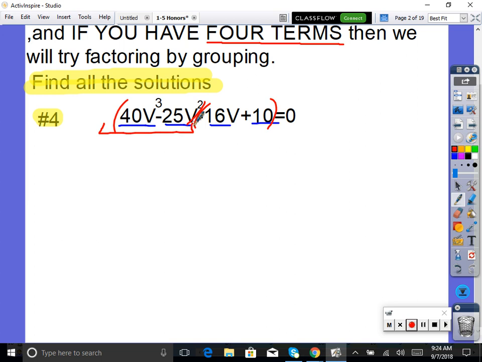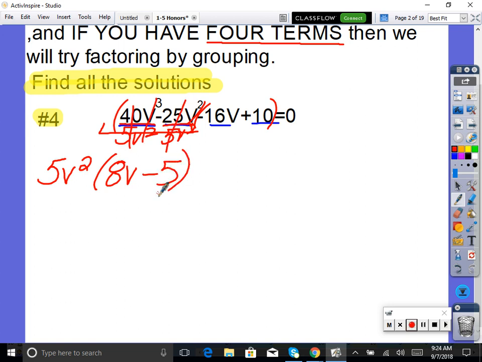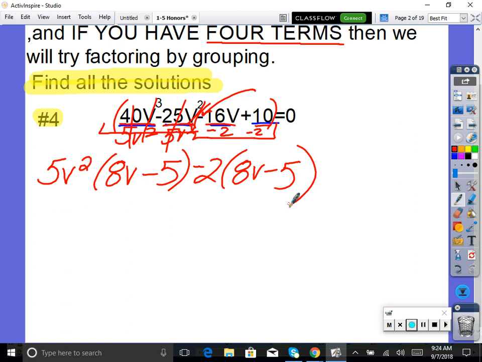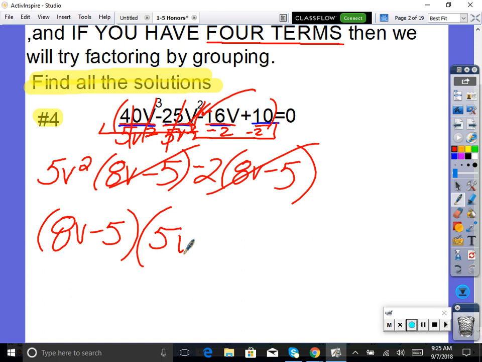So pull out a what? 5v squared. Good. Then divide by 5v squared. So then left would be 8v minus 5. I need to use my microphone. Then right here, what are we going to pull out? Good. You said negative because of the front thing. Way to remember. Pull out negative 2. Divide by negative 2. Left is 8v minus 5. Now everybody understand, if you were to get to this point and the inside wasn't the same, you'd have to stop, erase it, and solve by a different method because it doesn't factor. That's not going to happen on this test. If it factors by grouping, it's going to work. So here we go. Pull out an 8v minus 5. There's only one of them. We factored it out, so it divides out, and then left is 5v squared minus 2.